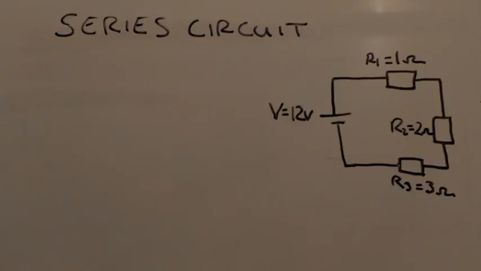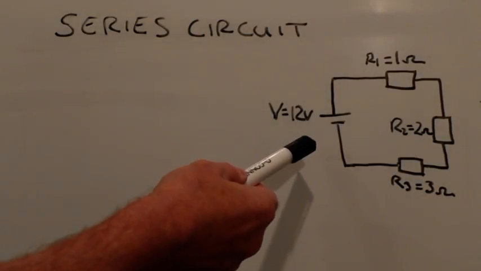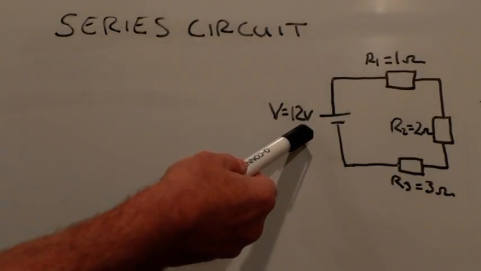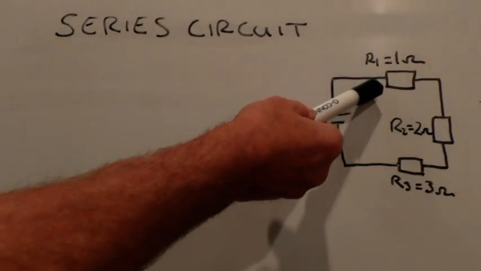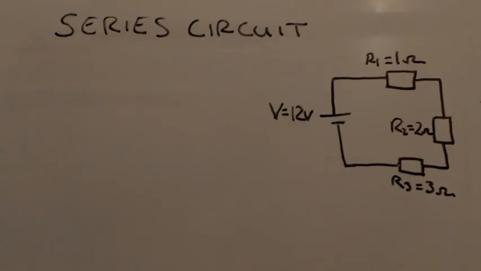The topic of today's video is a series circuit. Now, as you can see, we have a circuit on the right hand side with a 12 volt voltage source, a 1 ohm resistor, a 2 ohm resistor and a 3 ohm resistor.